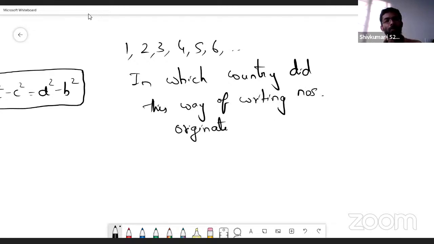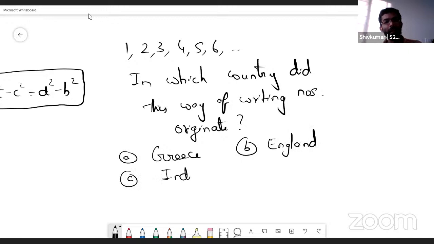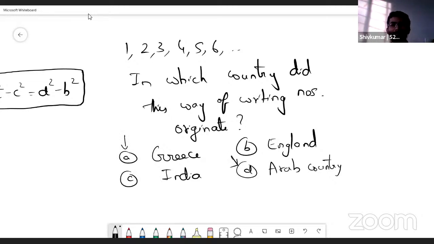I'll give you 4 options like Kaun Banega Crorepati. A is Greece, B is England, C is India, D is an Arab country. Sir, D. Greece. Okay, I can see Greece and I can see Arab country. Anyone else want to take any other guess? Greece, Arab, or Greece. And I see one India.